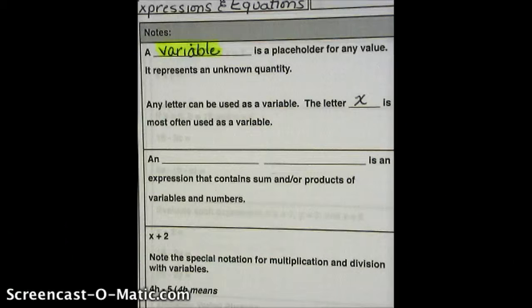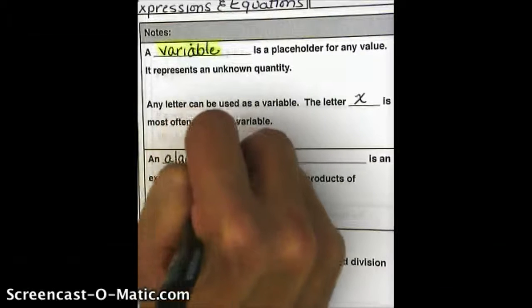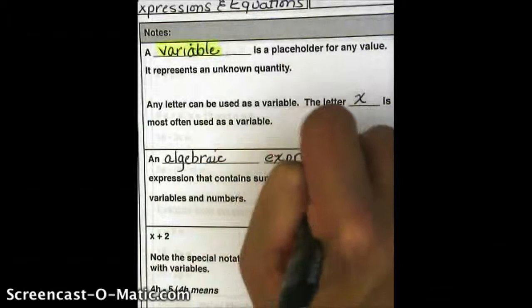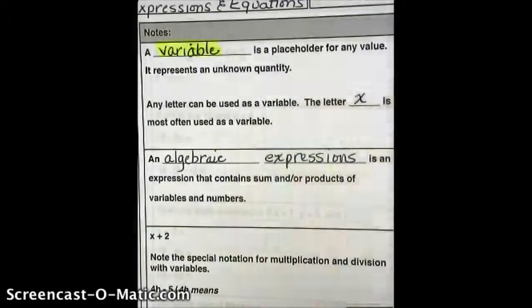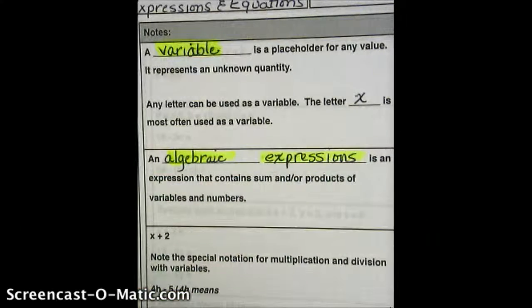Our first key concept then is algebraic expression. An algebraic expression is just an expression that contains the sum and or product of variables and numbers. You can go ahead and highlight that because we need to know what an algebraic expression is. First of all, you might want to go back and think about what an actual mathematical expression is. An expression is just something that does not have an equal sign, because when you have an equal sign, that's going to make it an equation. So right now we're just going to work with expressions.